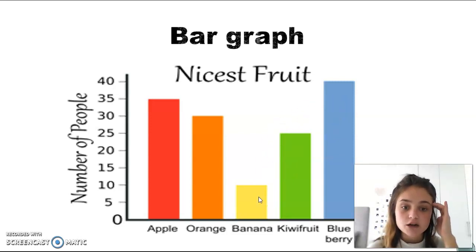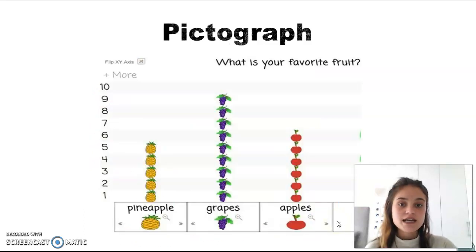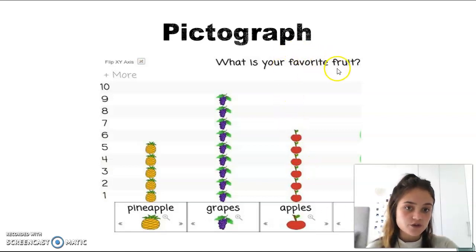So that's bar graphs, boys and girls. You can see that it's also got a title or a heading, and there it tells you the number of people, and this is the types of fruits. Let's look at a pictograph. This is also what is your favorite fruit.